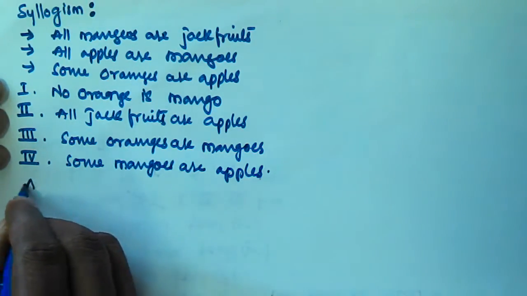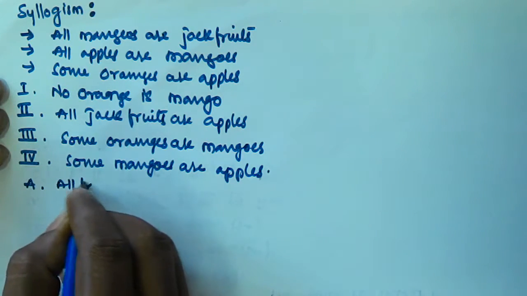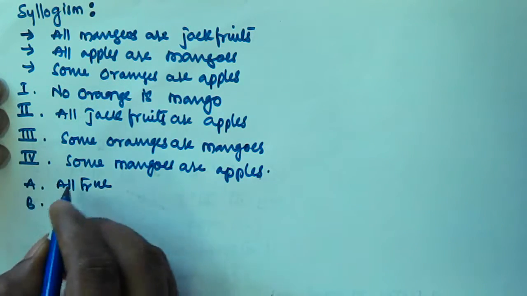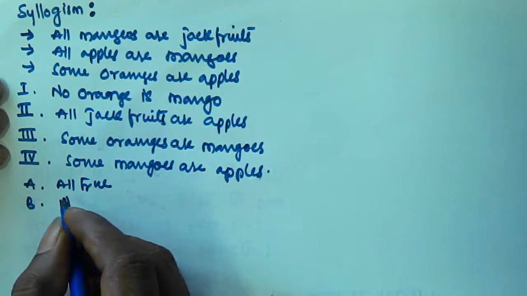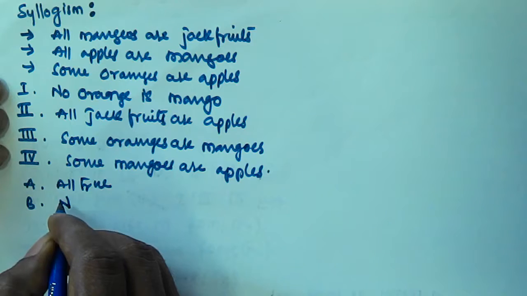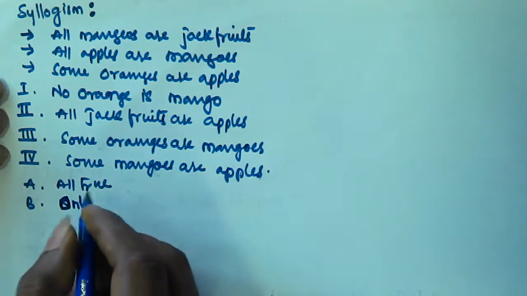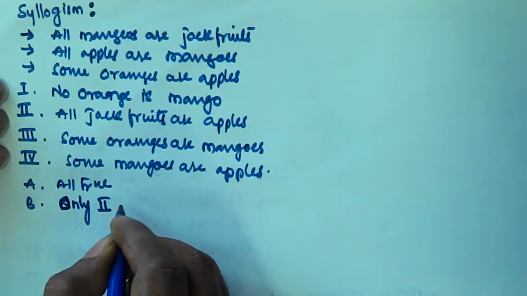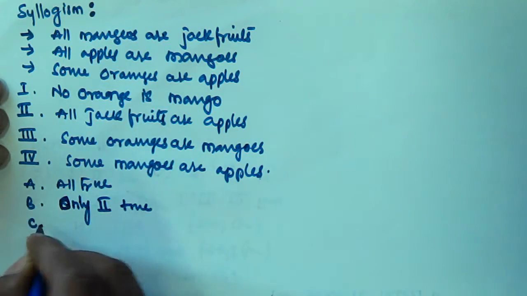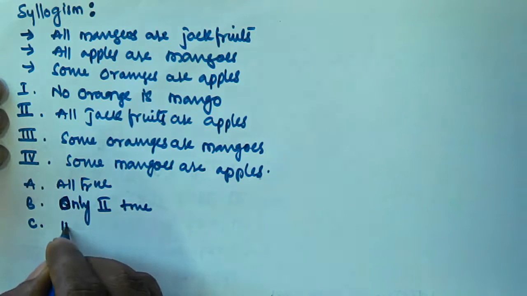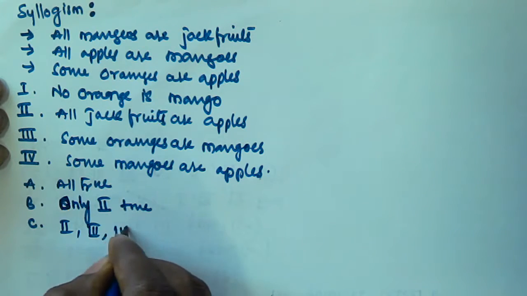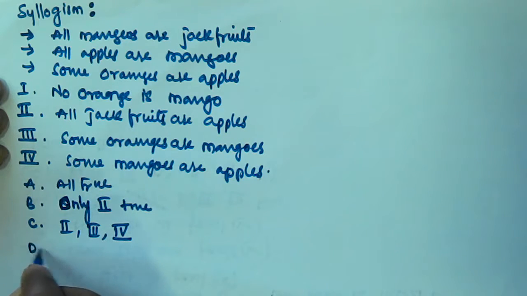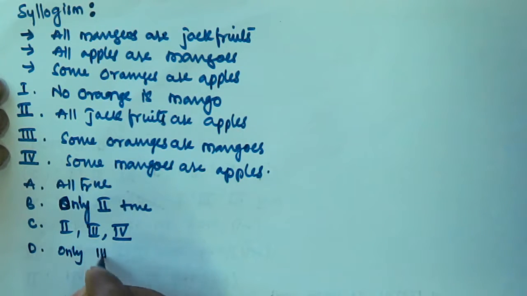The options given are: A is all true, B is only 2 is true, option C is 2, third and fourth conclusions are true, option D is only 3 and 4 is true, and option E is none of these.